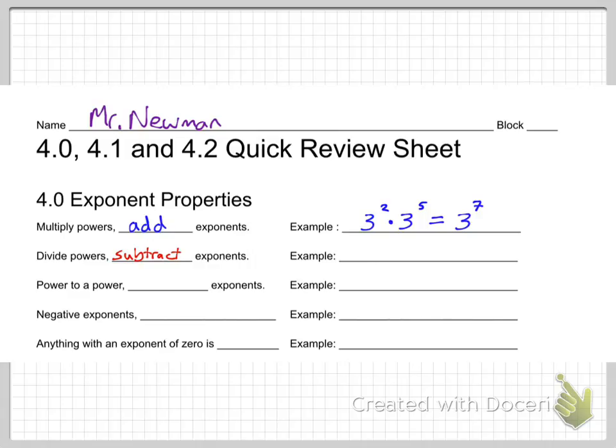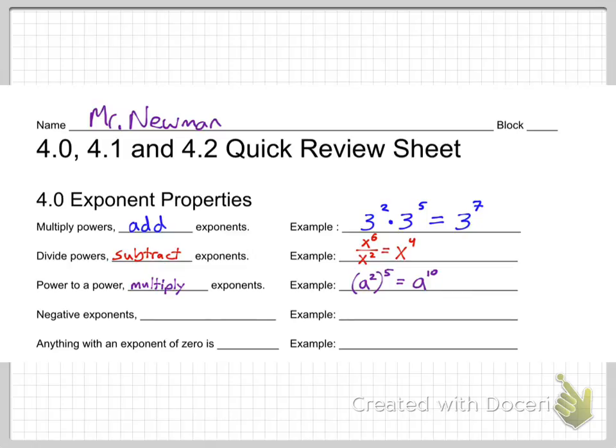When you divide powers, you subtract exponents. An example here, if you had x to the 6th over x squared, you would get 6 minus 2 is 4, so x to the 4th. When you have a power to a power, you must multiply the exponents. So for example, if you had a squared and that whole thing to the 5th power, you would do 2 times 5 is 10, so a to the 10th.